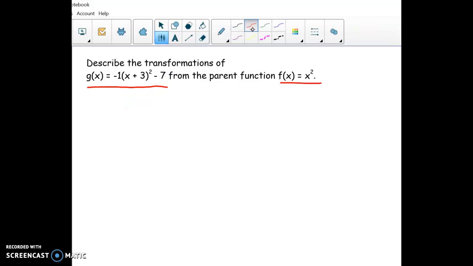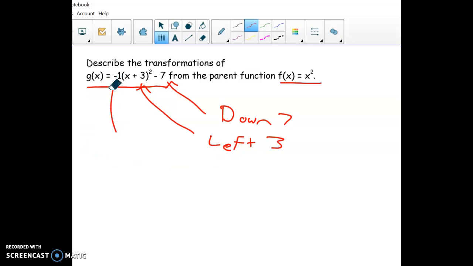Okay, so hopefully you had a chance to try it. I'm just going to label the parts. The -7 would make us go down 7. The +3 there makes us go left 3. And then the -1 in front, that's like the whole quantity times -1, so that's going to make us reflect over the x-axis. If the negative was on the inside with x, then it'd be over the y-axis, but because the whole thing's times -1, it's going to reflect over the x-axis.